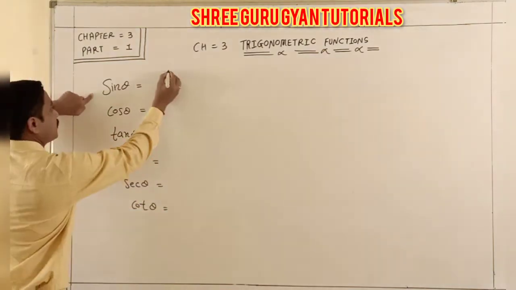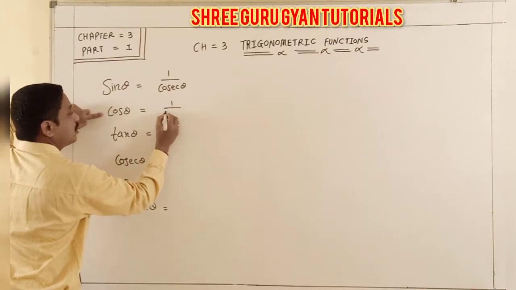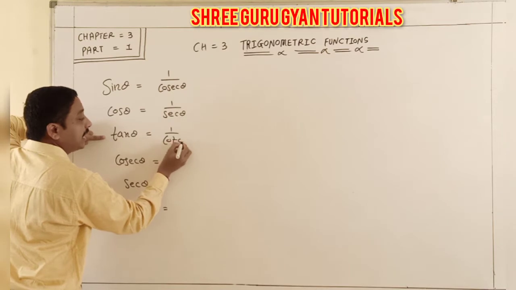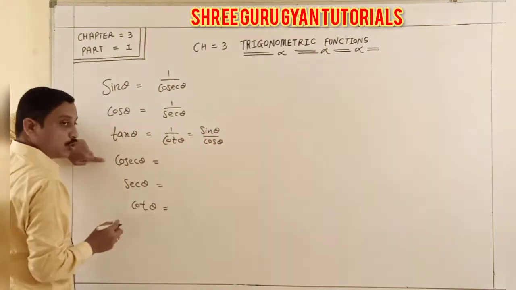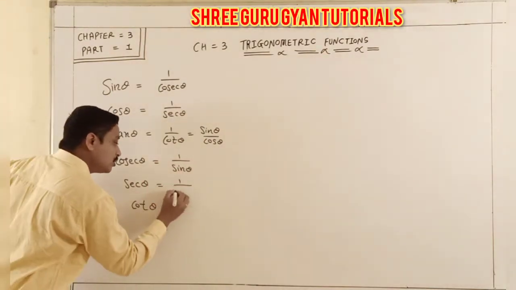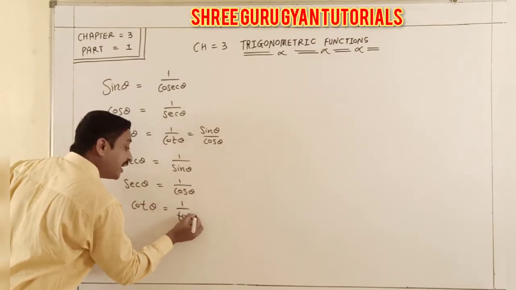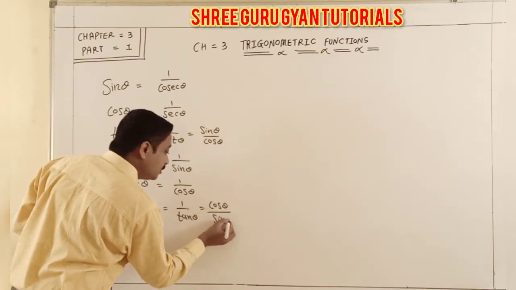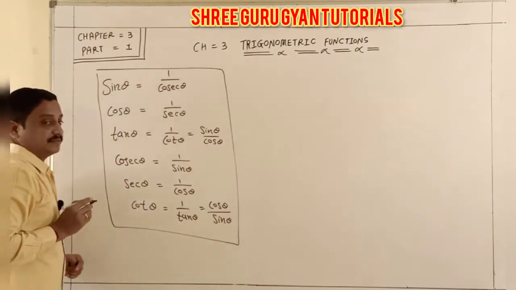Here sin is the reciprocal of cosec. Cos is the reciprocal of sec. Similarly, cot is 1 upon tan, or cos upon sin. Cosec is 1 upon sin. Sec theta is 1 upon cos. And cot is 1 upon tan, and also cos upon sin. These formulas were already known from last year in 10th standard.